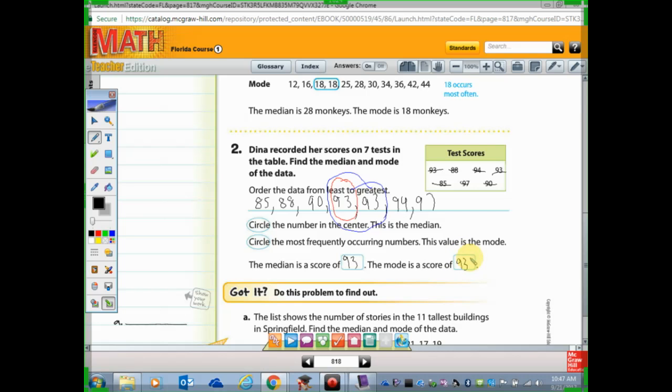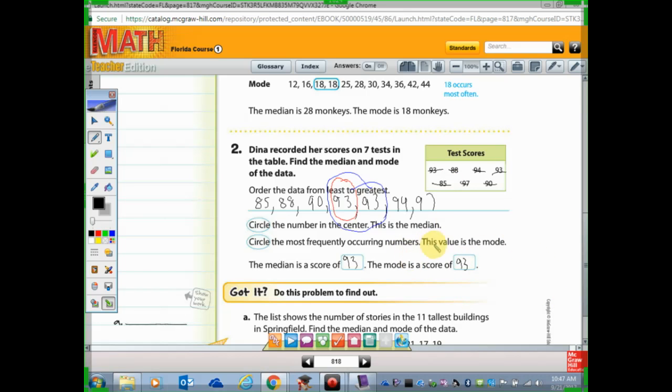Now what we're going to do, we're going to add to this lesson a little bit. It's supposed to be just median and mode. We're going to throw in range as well. From your science lesson yesterday, can anybody tell me what range is? Raise your hand. Sasha. The smallest and biggest number. The largest number in the data set subtracted by the smallest number in the data set will give you your range.